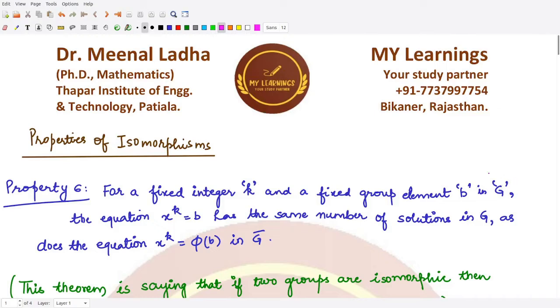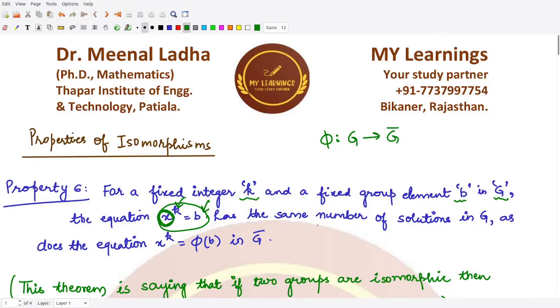So suppose we have some isomorphism phi, which is defined from one group G to another group G bar. In that case, we are saying that if we fix some integer k and if we fix some group element b which is taken from G, then consider the equation x raised to the power k is equal to b. Here b is fixed, right? k is an integer which is also fixed. The value of x is a variable. So this represents the equation.